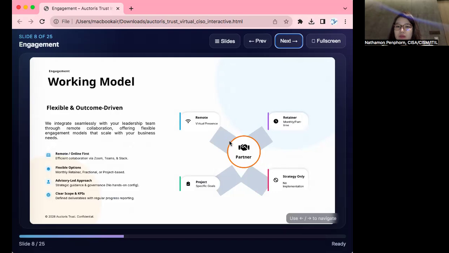We are partnering on a project basis. For retainer, we have monthly and part-time options. You can select based on the package, or we can adjust it based on your convenience as well. So this is strategy only, no implementation. We provide advice, process, framework, and roadmap.